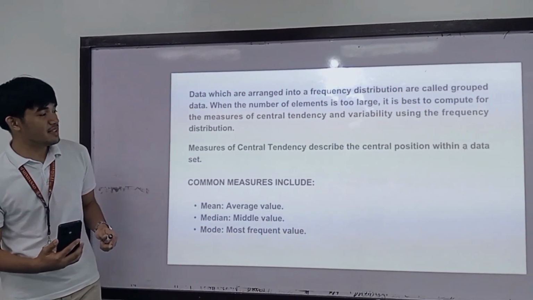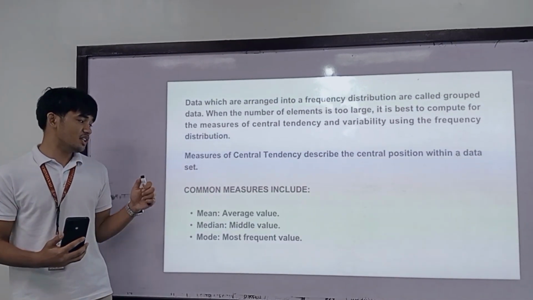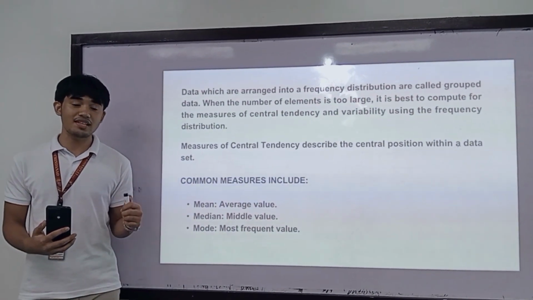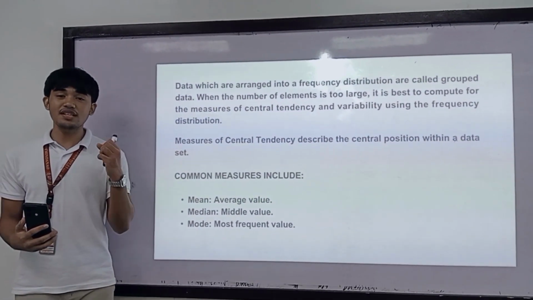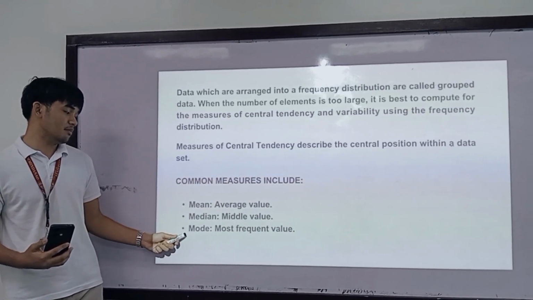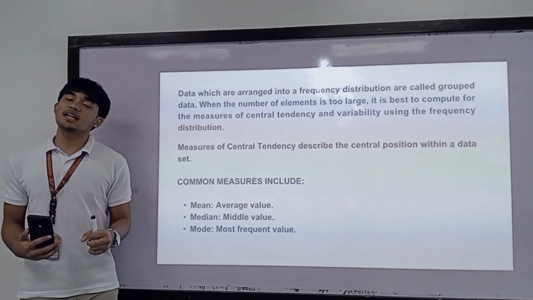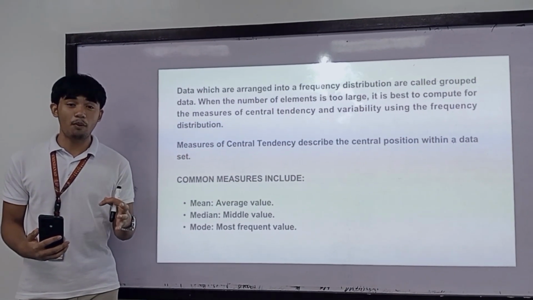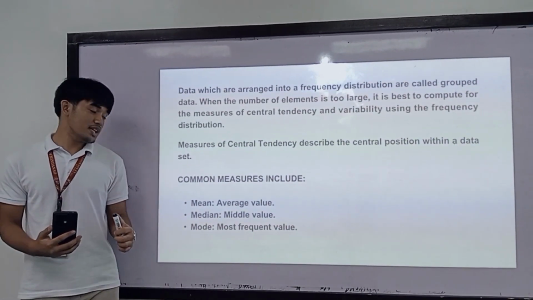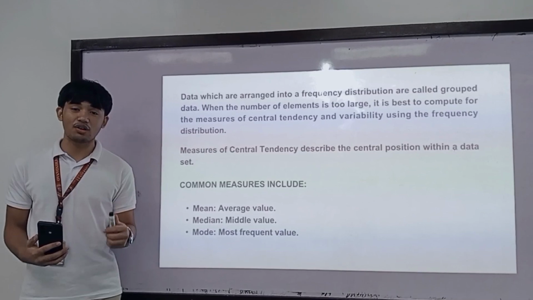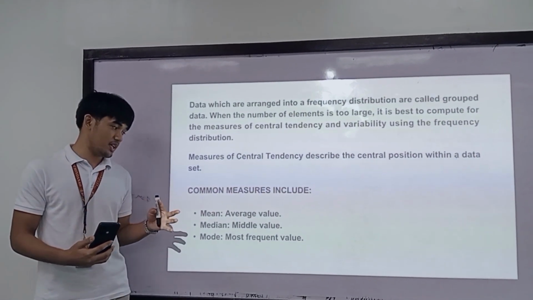So, measures of central tendency describe the central position within a data set. And actually, there are three common measures that we will obtain in the central tendency: the mean, median, and mode. The mean is the total average of the value of your data. The median is the central point, or the middle of all your data. And lastly, the mode is the most frequent value, or the most common data in your problem.